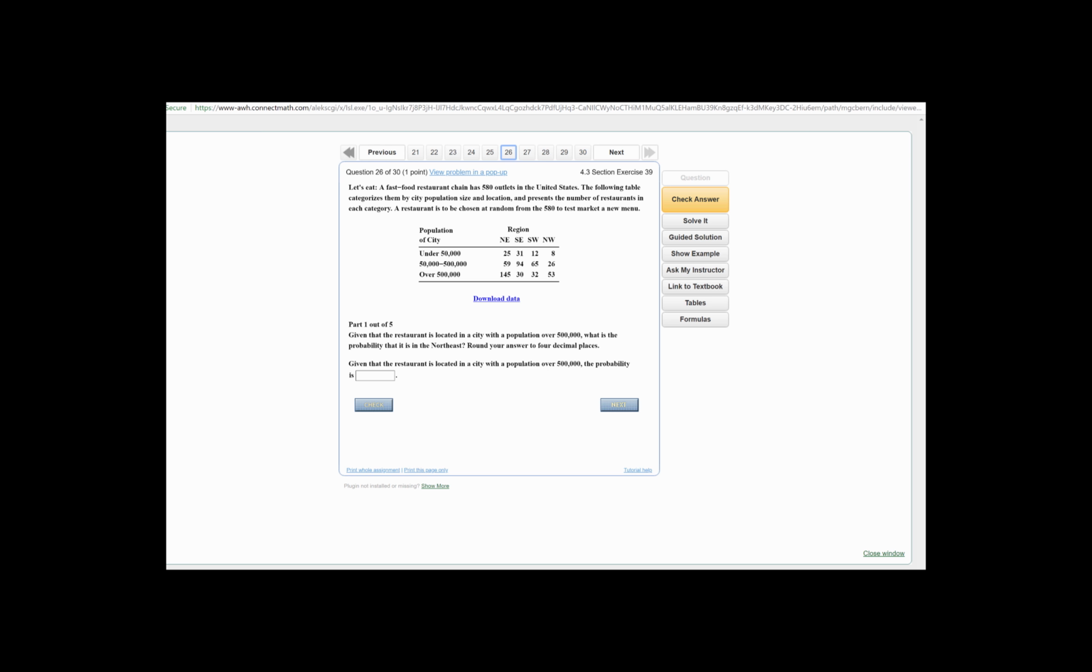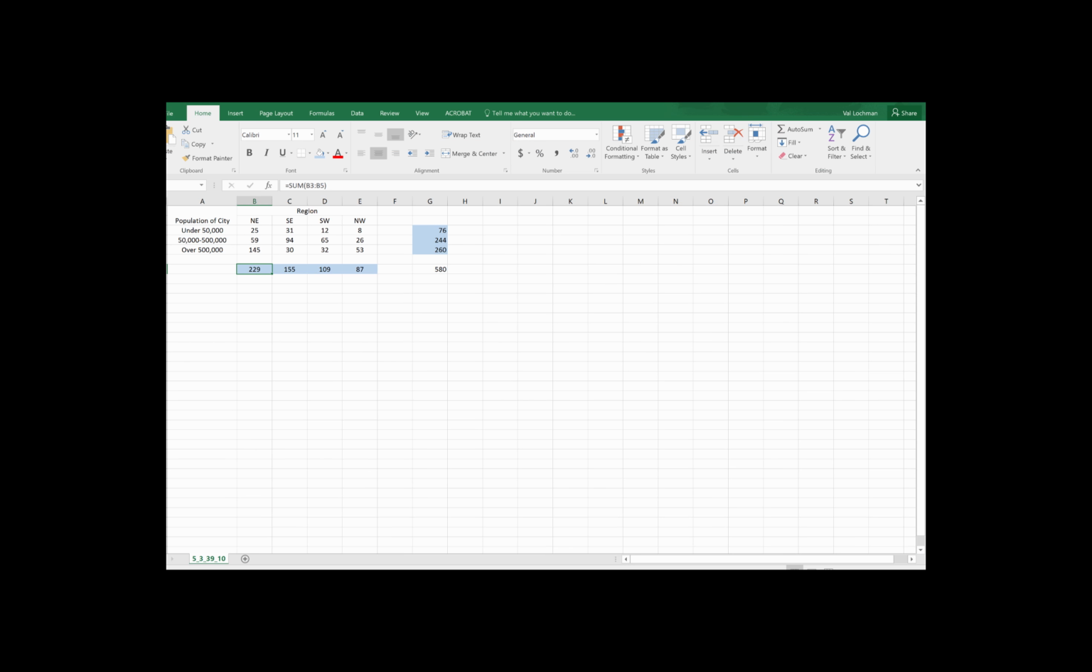So what I would do, I would download this data in an Excel spreadsheet. I already did it here. It won't look like that initially because I've computed these summations. I've computed the total number of restaurants for each of the categories. So here I have 76 restaurants in cities with populations under $50,000 and so forth. And how would you do it? This is really simple. You enter sum and then just highlight your cells.